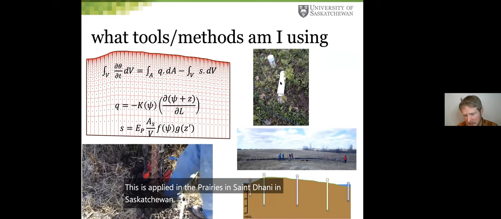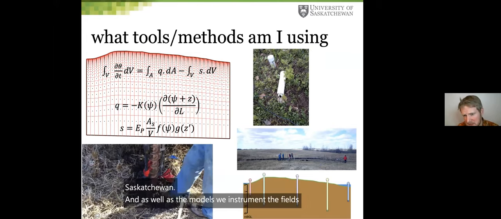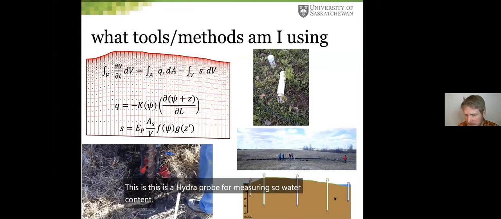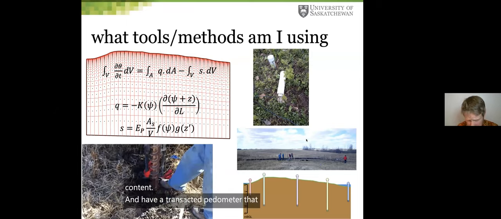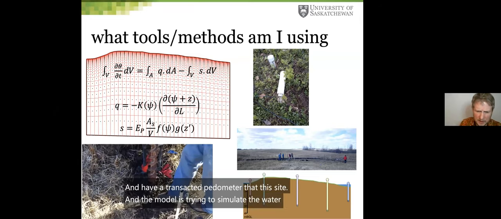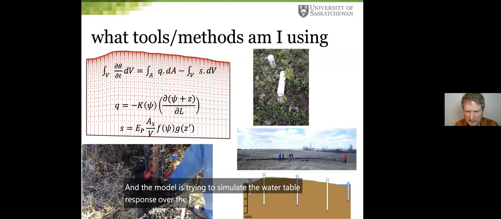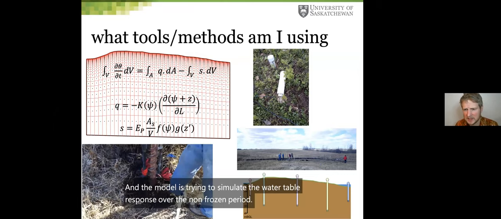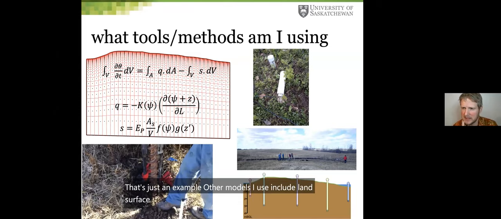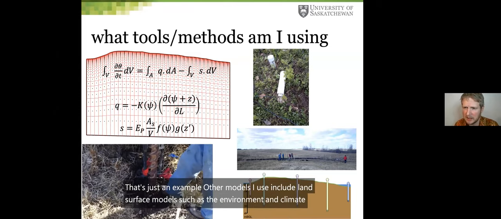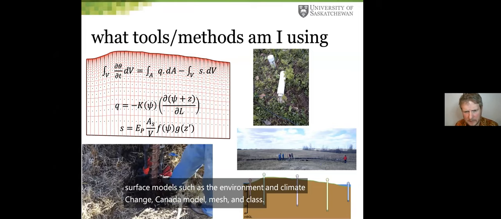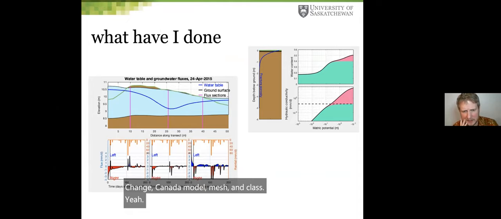As well as the models, we instrument the fields with, this is a hydroprobe for measuring soil water content. And I have a transect of piezometers at this site. And the model is trying to simulate the water table response over the non-frozen period. And that's just an example. Other models I use include land surface models, such as the Environment and Climate Change Canada model, MESH and CLASS.